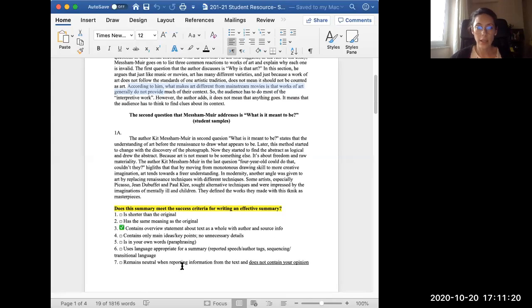And if you do not use language appropriate for a summary, for example, if you don't use reported speech, if you're not crediting the author, that means that number 7 you cannot check, because we don't know if it's neutral or not, because we don't know whose idea it is if you're not reporting it properly.